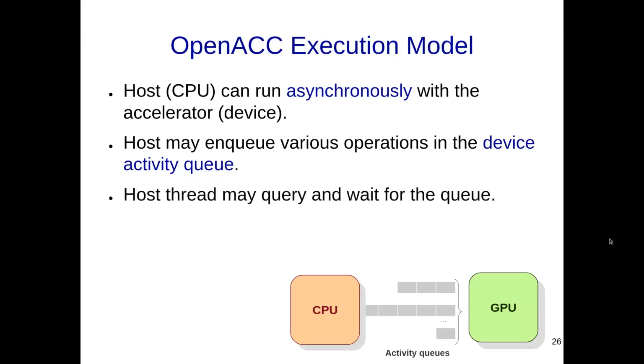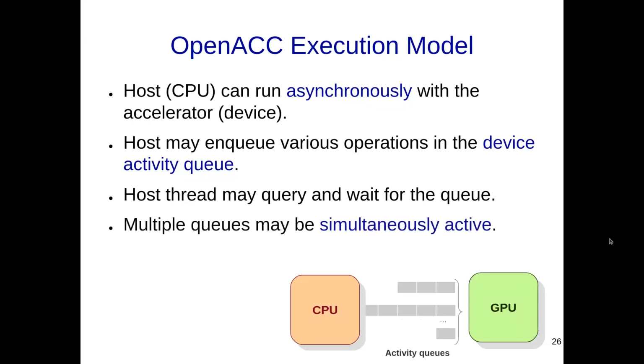The host thread, that is the CPU driver, which is invoking all these operations, can query and wait for the queue to get over. That means that it can wait for certain operations and it can check if a certain functionality has been over. Maybe a certain kernel is finished or not. And multiple queues can be simultaneously active, which allows multiple kernels to be executed on the GPU.